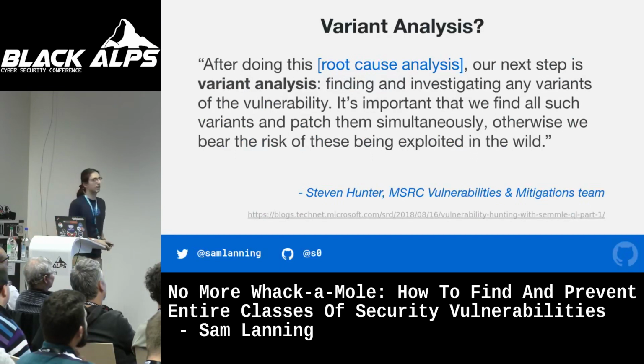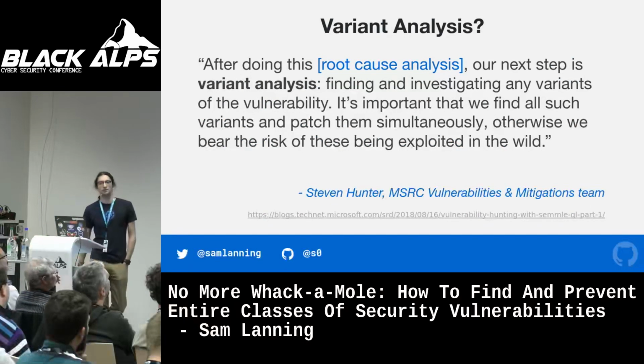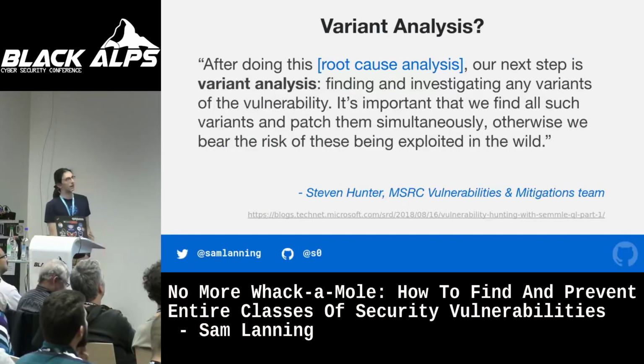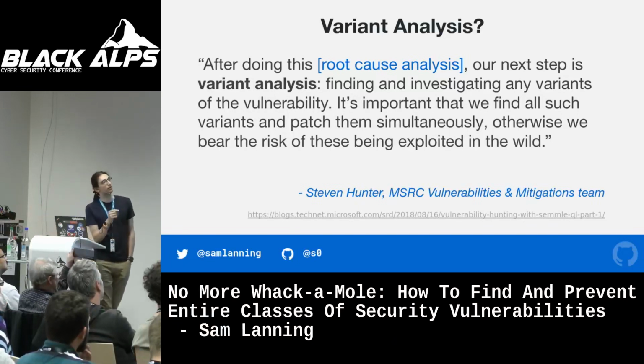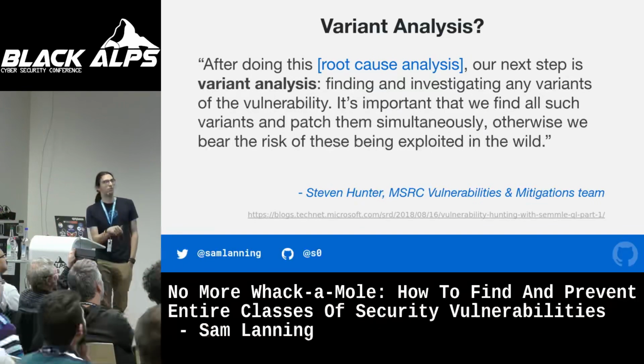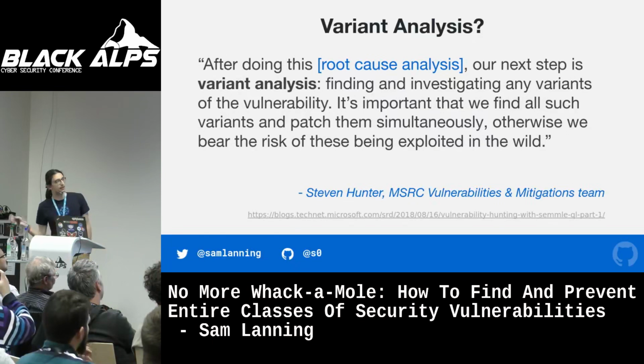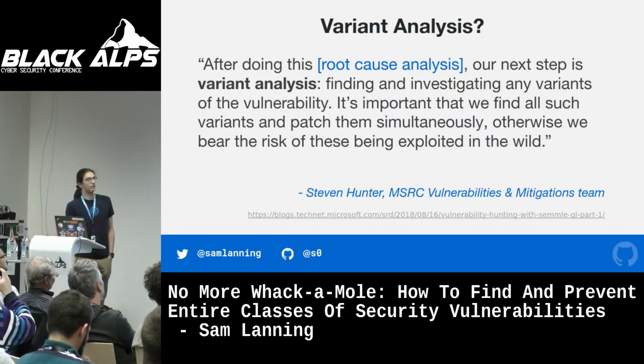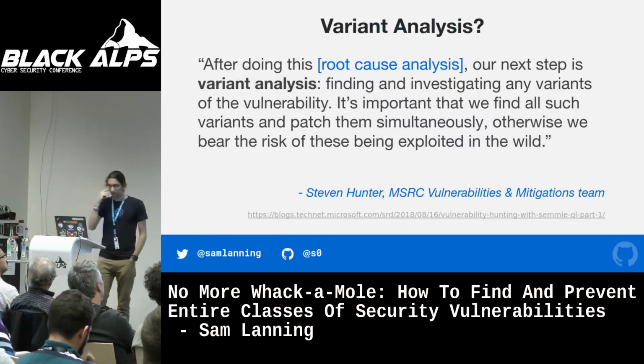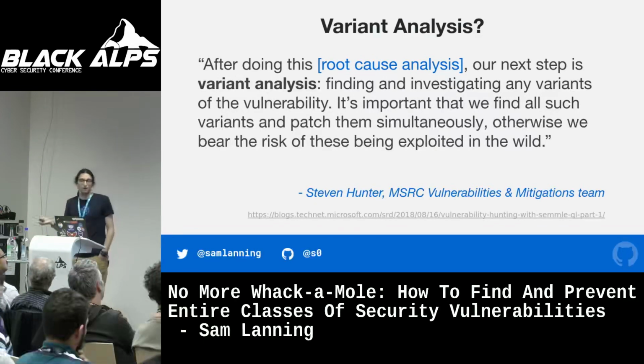So here's a quote from a blog post by Stephen Hunter from the Microsoft Security Response Center. It says, after doing root cause analysis, our next step is variant analysis. Finding and investigating any variants of the vulnerability. It's important that we find all such variants and patch them simultaneously. Otherwise, we bear the risk of these being exploited in the wild. So for them, it's simply not an option not to do it.